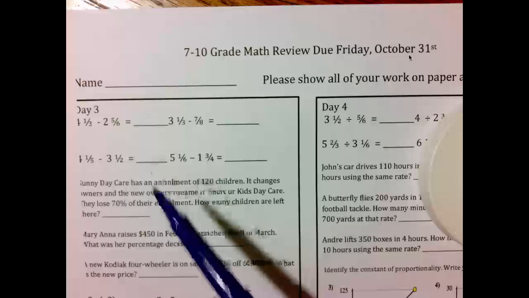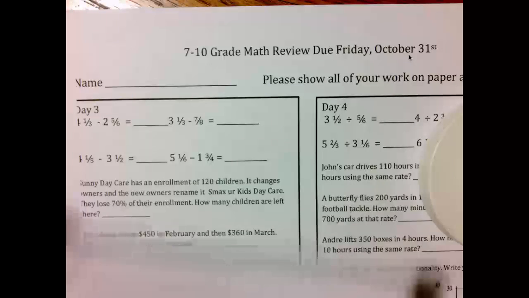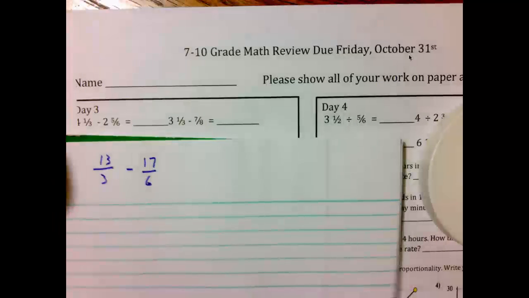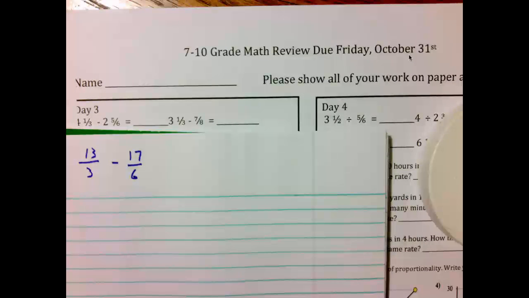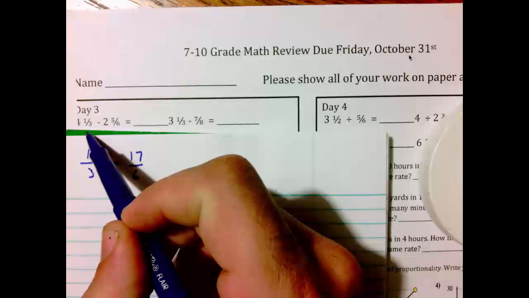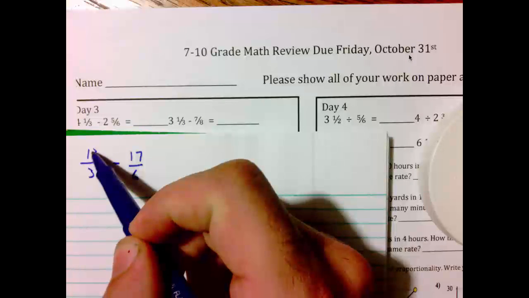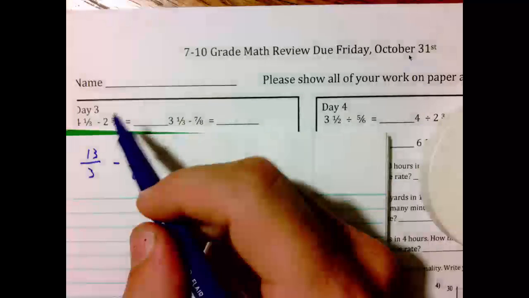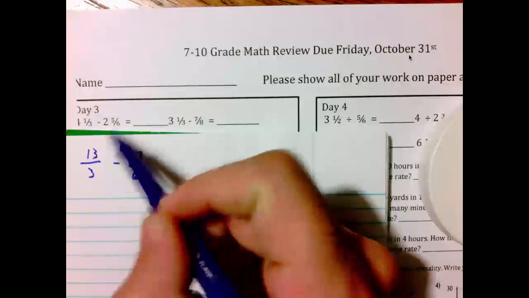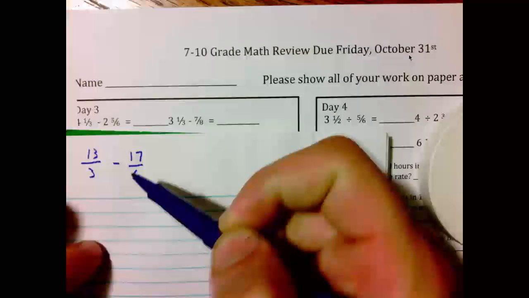You can do these on a different piece of paper and simply submit that paper. So 4 1/3. 4 times 3 is 12. 12 plus 1 is 13. 4 1/3 is equivalent to 13 over 3. Subtract 2 5/6. 2 times 6 is 12. Plus 5 is 17. We have 17 over 6.